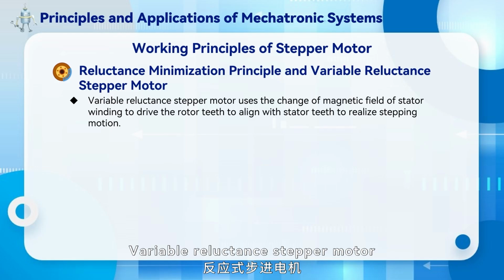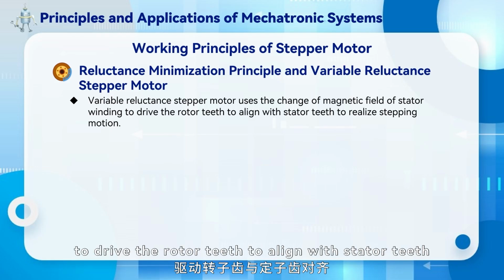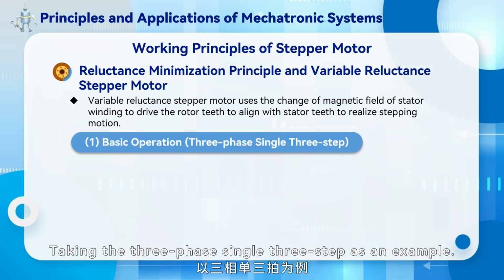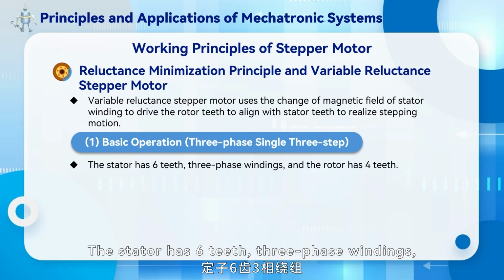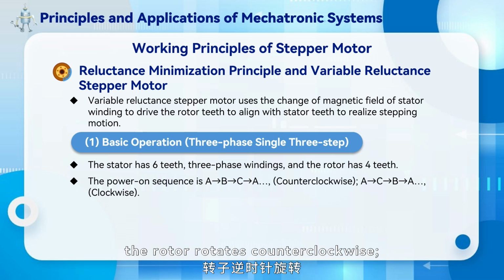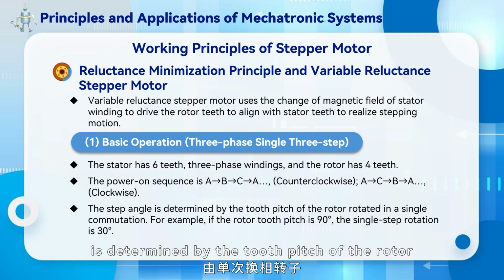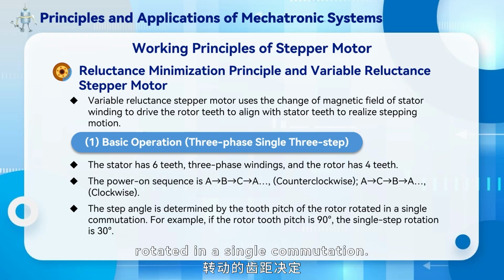A variable reluctance stepper motor uses the change of magnetic field of the stator winding to drive the rotor teeth to align with stator teeth to realize stepping motion. Taking the 3-phase single 3-step as an example, the stator has 6 teeth, 3-phase windings, and the rotor has 4 teeth. When the power-on sequence is A to B to C to A, the rotor rotates counterclockwise. When A to C to B to A, it rotates clockwise. The step angle is determined by the tooth pitch of the rotor rotated in a single commutation.